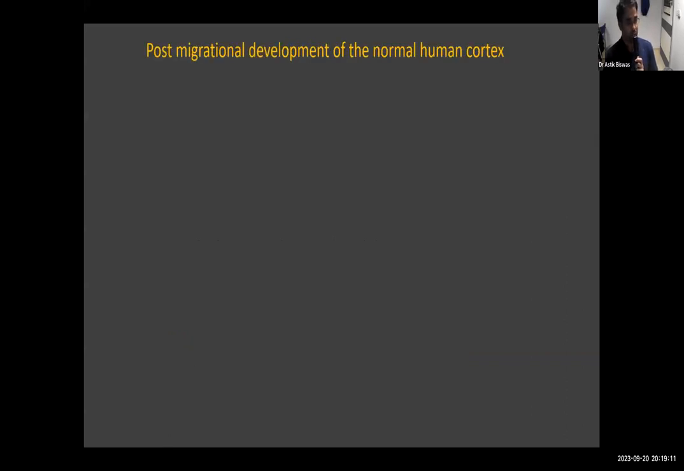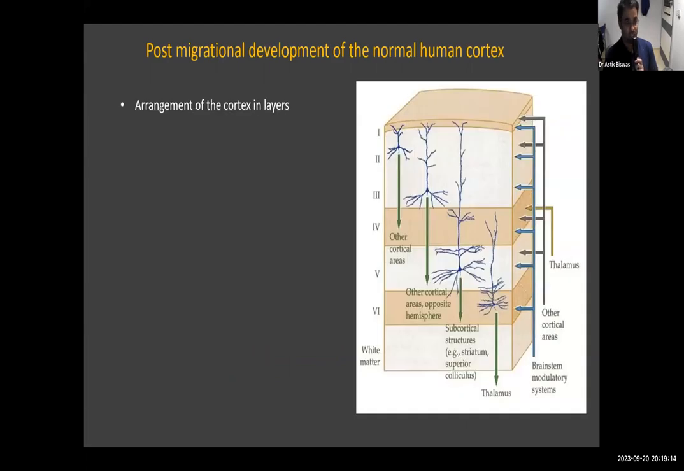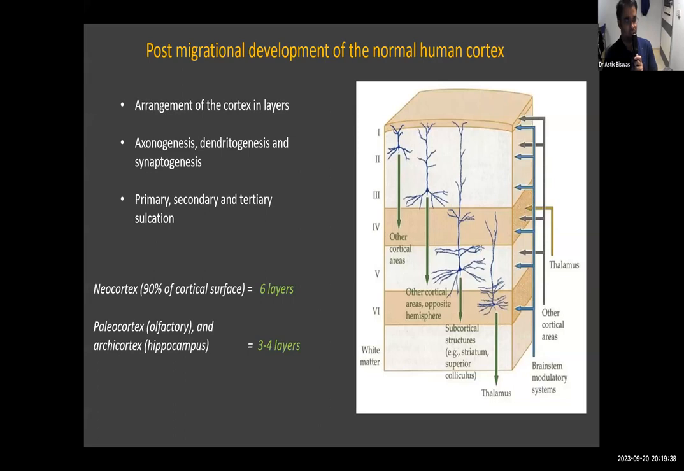So what happens post-migration? The cortex is arranged in different layers. We can see the 6-layered cortex, which is seen in the majority of the human brain. And then there's formation of axons, dendritogenesis, and synaptogenesis. Over time, the volume of the brain itself grows. Then we have primary, secondary, and tertiary sulcation, of which primary and secondary sulcation are quite predictable and symmetric, whereas tertiary sulci vary considerably.